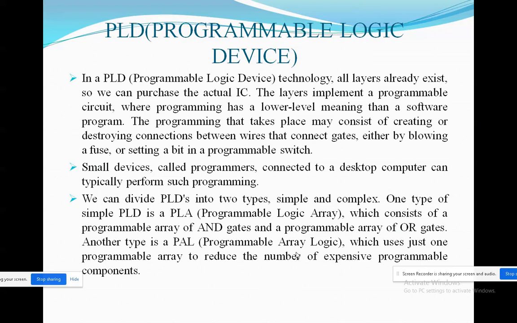So what connections should be made between the IC and the gates? That will be provided by the designing program in the computer system. Whether you have to connect the gate or not is decided by giving 1 or 0. Digital value 1 or 0, set, reset, or blowing the fuse. Here they have given an example: blowing a fuse or setting a bit in a programmable switch. You may connect or destroy the connection between the wire and the gates. That is the programming, software programming. This is done in the IC technology of the PLD type.